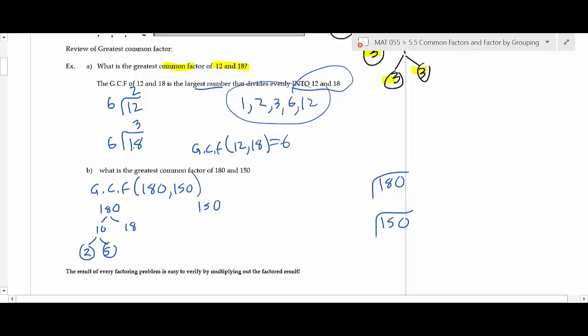When you get a prime number, circle it. You're done. Okay, one possibility on 18 would be 2 times 9. 2 is prime. Okay, 9 is 3 times 3. That's called the prime factorization of 180.